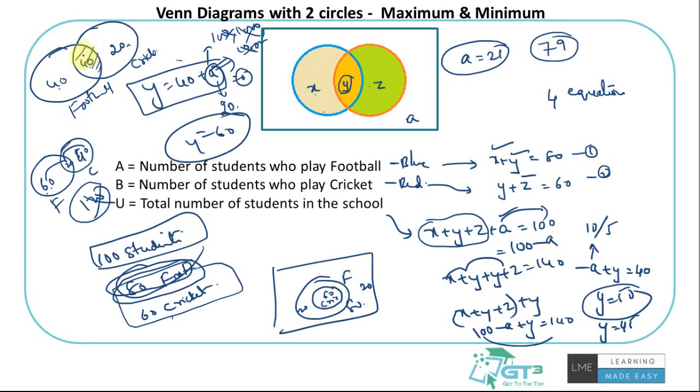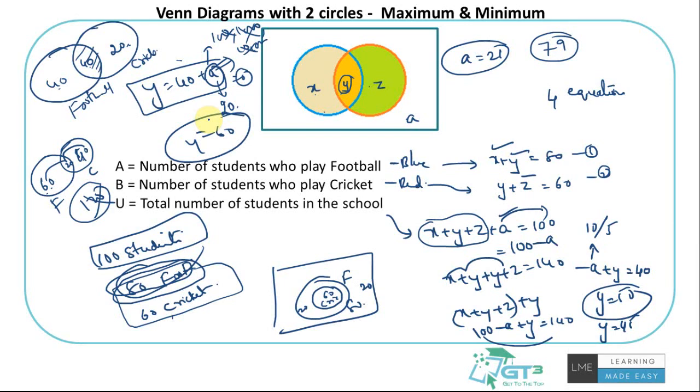That means they should be overlapping 40 at least. Or it can be more than that, and it can go only up to 60. So 40 to 60 is the range for Y. It could be 41, 42, 43. All of them are possible. Right? So we have done a very detailed discussion on this. So be careful while you solve this.